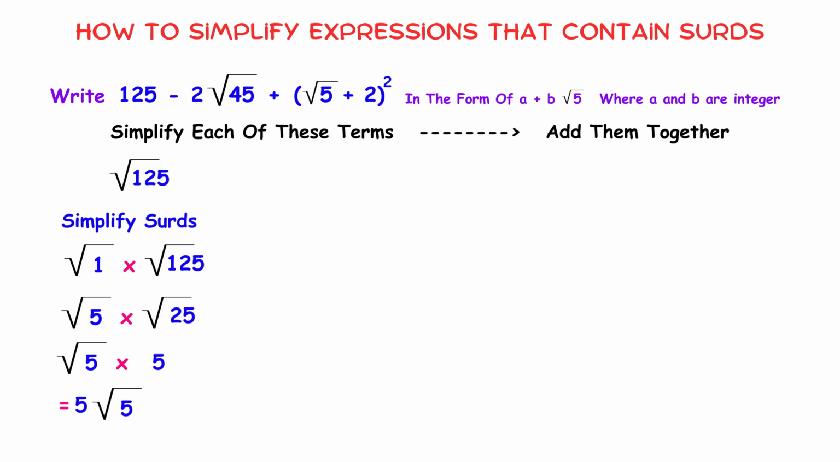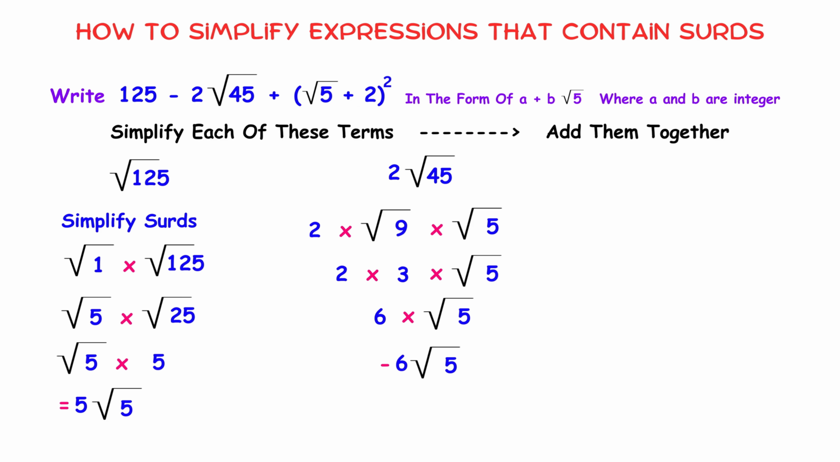Next, we have the 2 root 45, so 2 lots of square root 45, and to simplify the root 45 part, you can rewrite it as root 9 times root 5, because this is a factor pair of 45 and 9 is a square number. Then, because the square root of 9 is 3, you can simplify it again to 2 times 3 times root 5, so 6 times root 5, or just 6 root 5. And remember, it's really a minus 6 root 5 because we were taking away the 2 root 45 in the original equation.